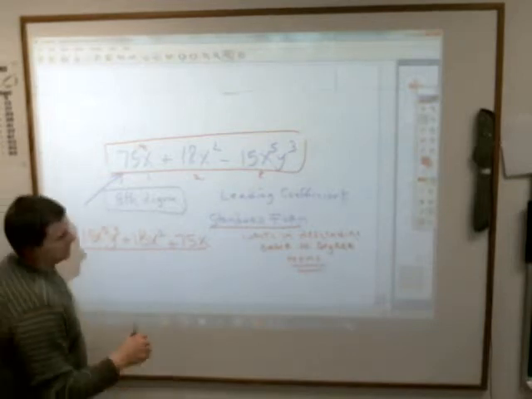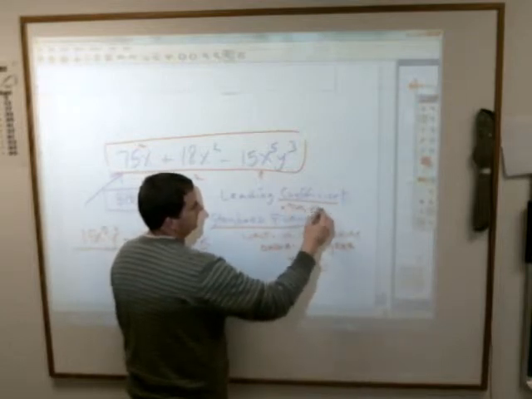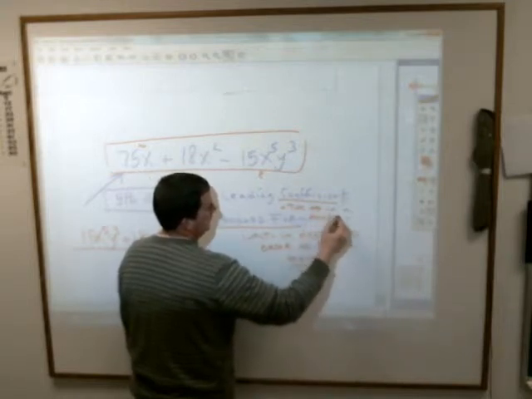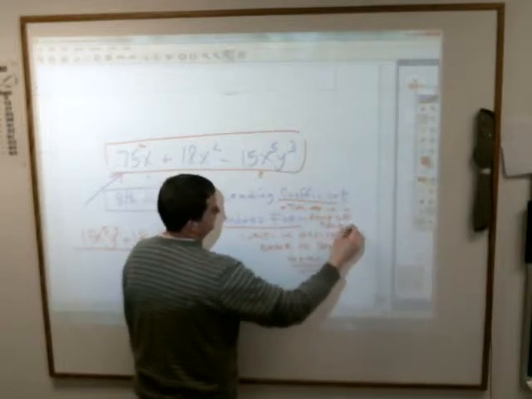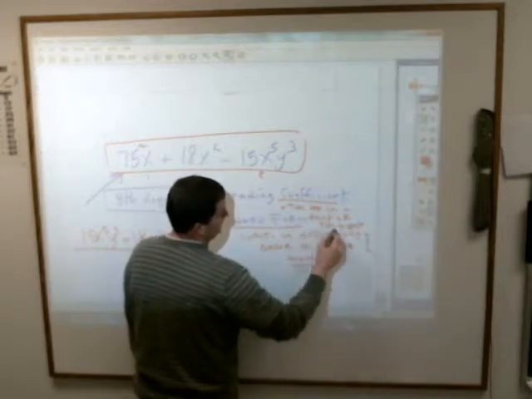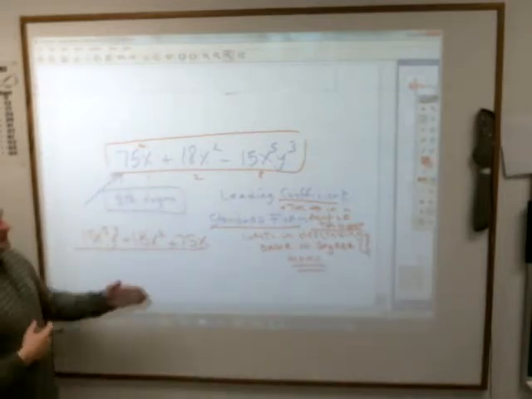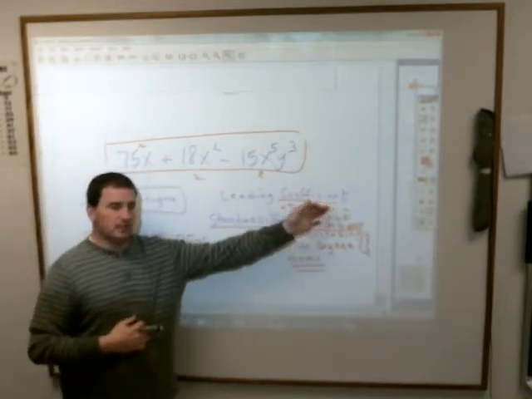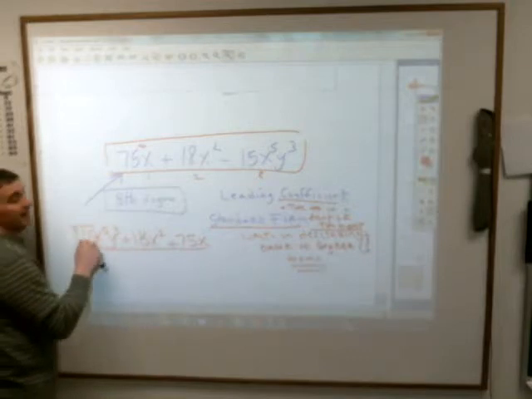And then the leading coefficient is the number in front of the highest degree term. That's going to be tough, isn't it? It makes sense. Leading means coming in front. Coefficient is the number part of a term. So the leading coefficient, in this case, would be 15, because it is the number that's in front of the highest degree term.